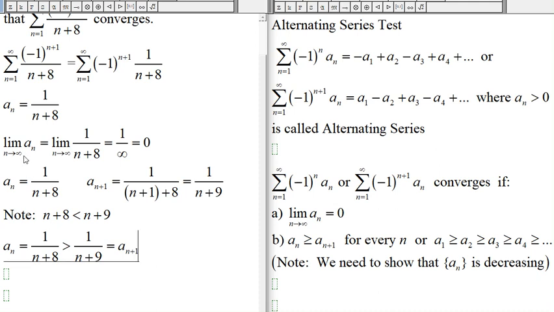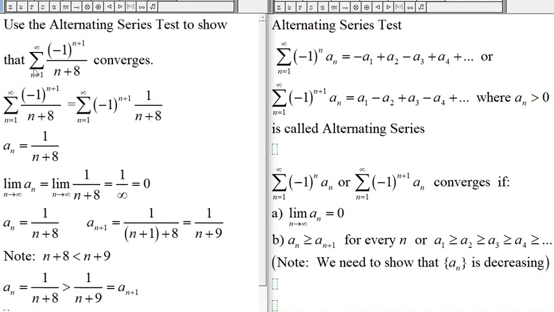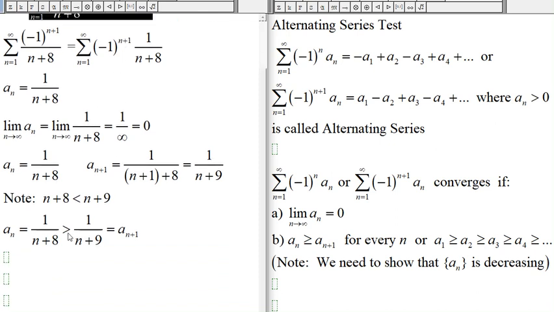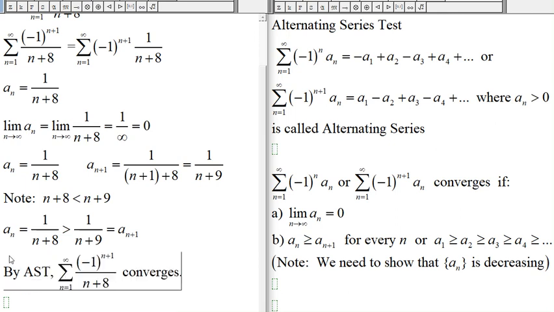So we have shown two things. We have shown that the limit of a sub n is equal to 0, and we have shown that a sub n is greater than a sub n plus 1. And so both of these conditions are met, and therefore, by the alternating series test, the alternating series right here converges.